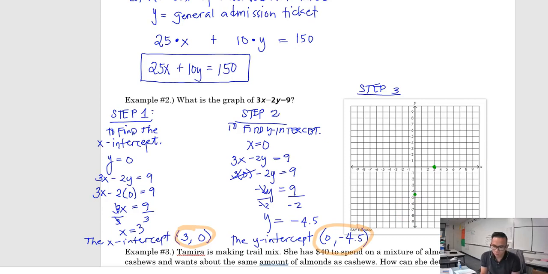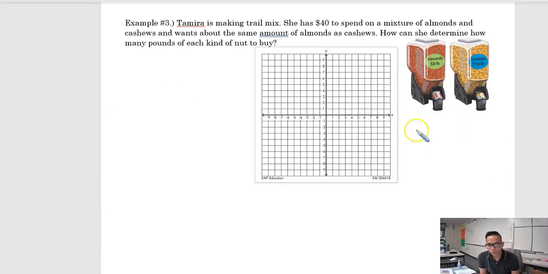It's here. So if I'm going to connect the points, this is now the graph of 3x minus 2y is equal to 9. So that is how you graph a linear equation using the standard form. Next problem that we have here.